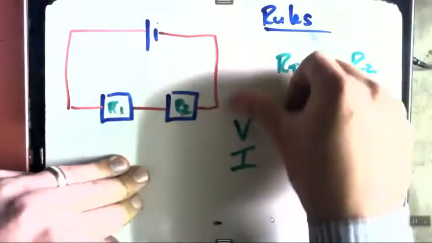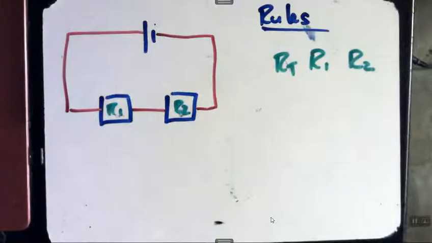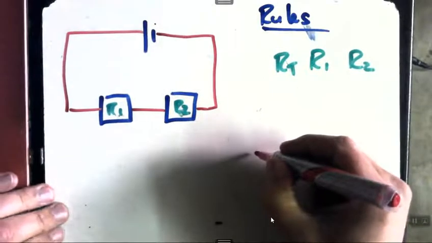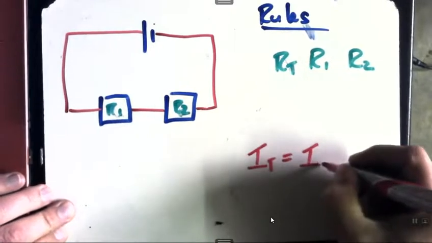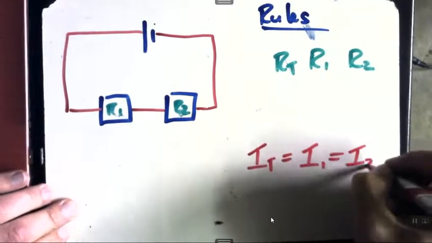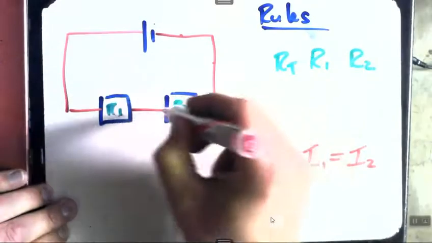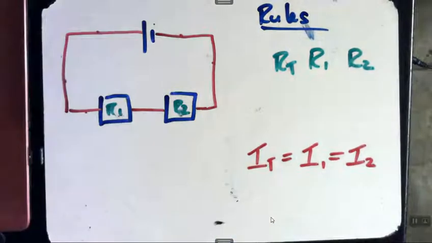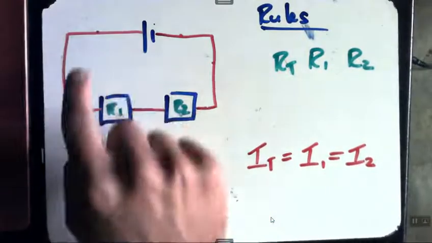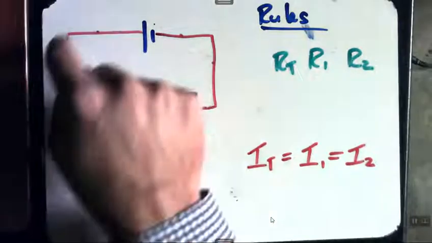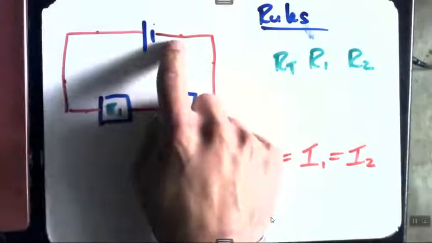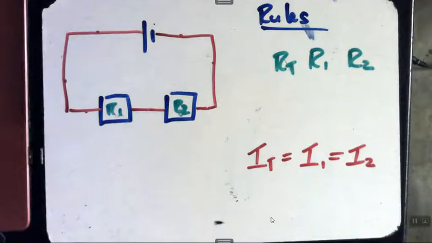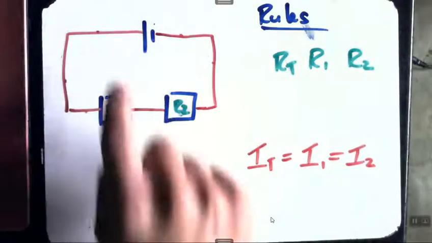So what are the rules in series? The most important rule is that the total current is the same as the current everywhere. So the current here, here, here, all the same. Why? Because there's only one road. Since there's only one road, all the traffic has to follow the same. If there's 20 cars per second, or 20 electrons per second, whatever analogy you want to use, the traffic would be the same because there's only one road.